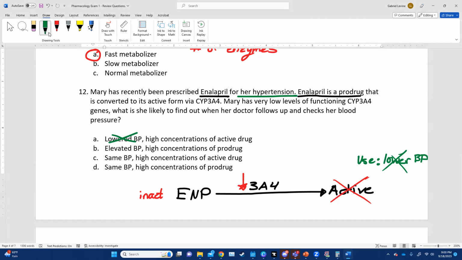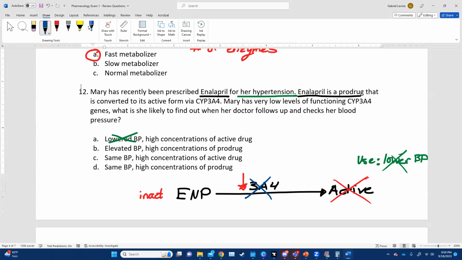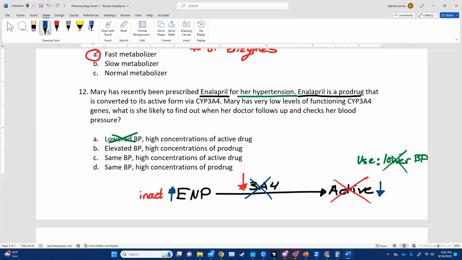If you are not converting the drug, so 3A4 is not working, does that mean that the levels of the active drug are higher or lower? These would be lower, which would mean that the prodrug is higher. And so the answer is D.